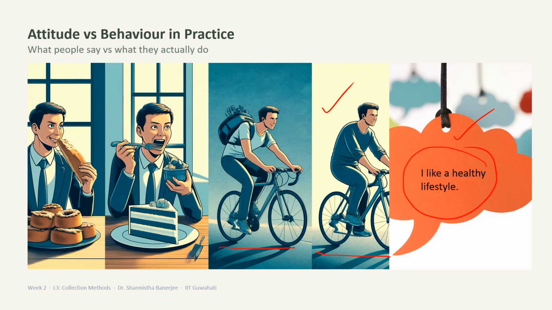However, if they said I like a healthy lifestyle, which is a depiction of their attitude by them themselves reporting it, but you observe them eating junk food all day, then you can say that the behavior does not match with the attitude that they are trying to put forth. So attitude is what people say and behavior is what they actually do. And for any user research, we need to study both of them.